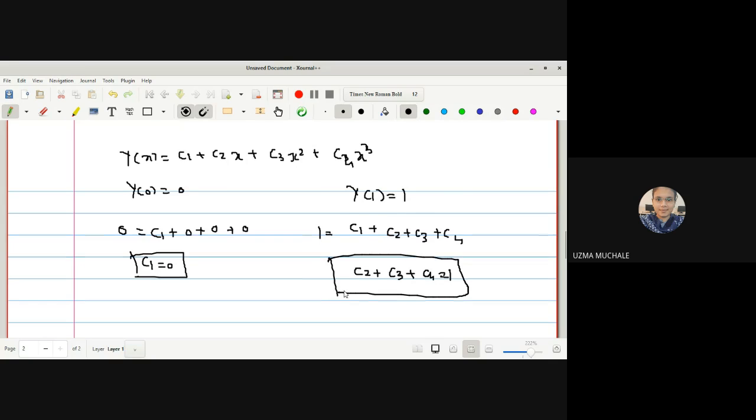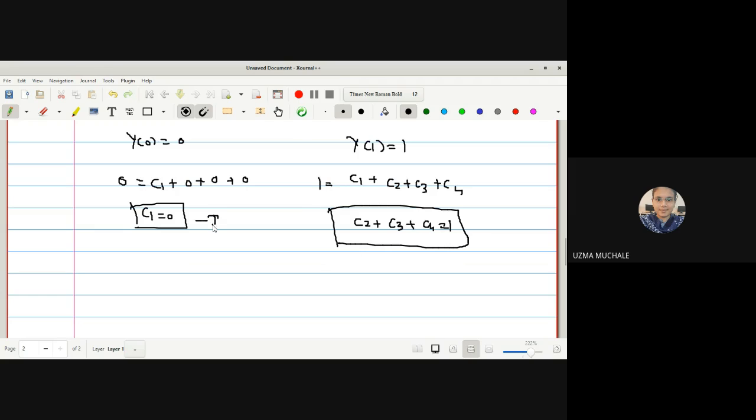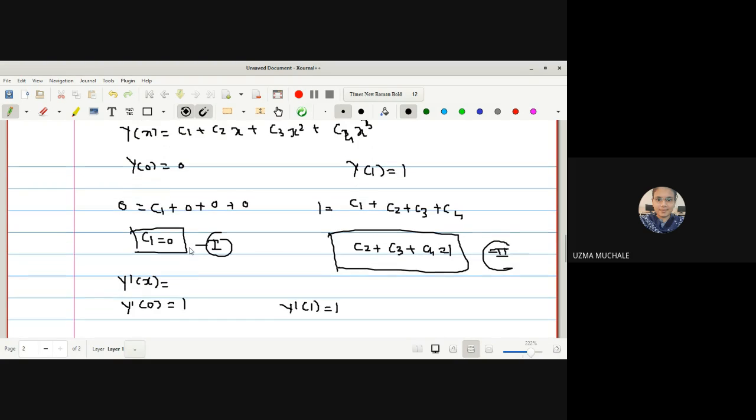Correct? You can name these equations with some number. Let us name it equation 1. This is, say, equation 2. Now again let us put the next initial conditions. y dash of 0 is 1 and y dash of 1 is equal to 1. For that, first I should find out y dash of x, that's the derivative of c1, which is 0, plus c2 plus 2 times c3x plus 3c4 x raised to 2. Is it okay?